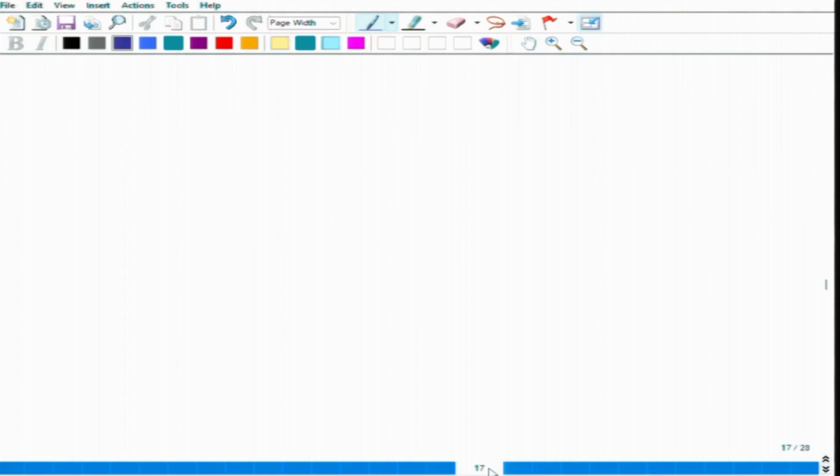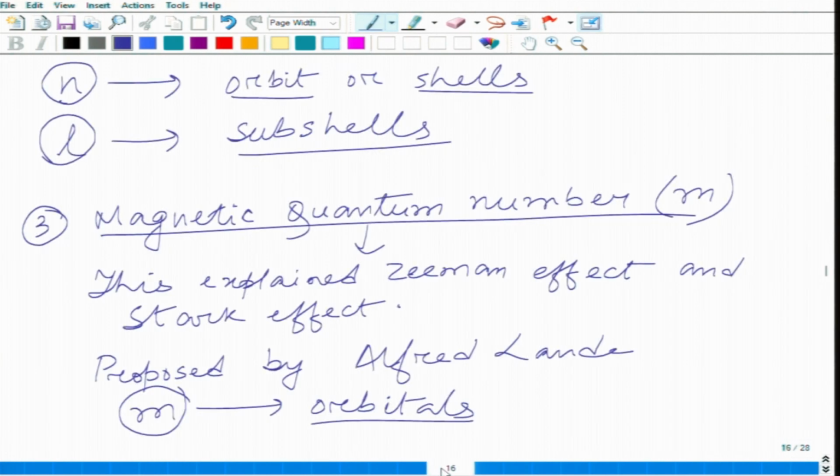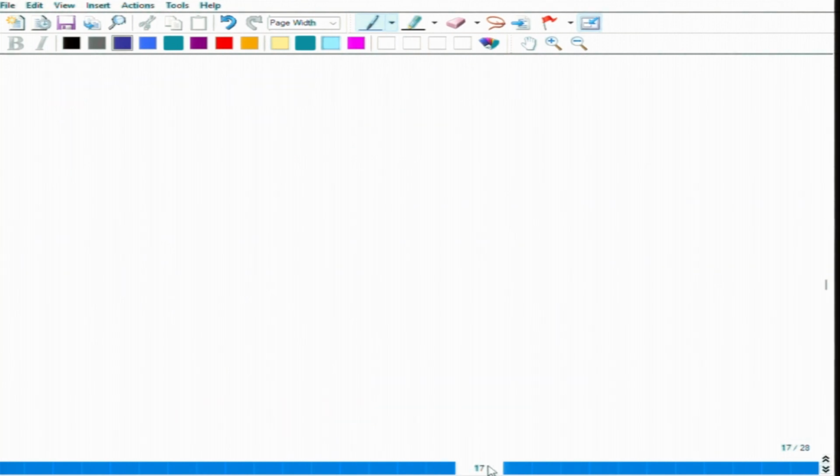We have studied the azimuthal quantum number and the principal quantum number, and we have started discussing the magnetic quantum number. So, let us see. The magnetic quantum number explained the Zeeman effect and Stark effect. This was proposed by Alfred Landé, denoted by m, and this describes the orbitals. So, what is the definition for magnetic quantum number?